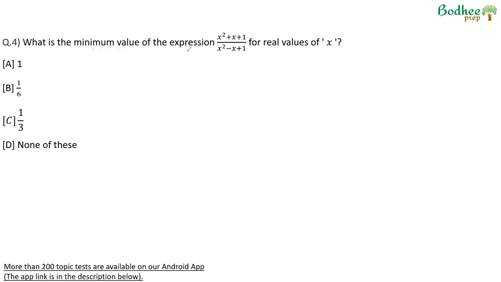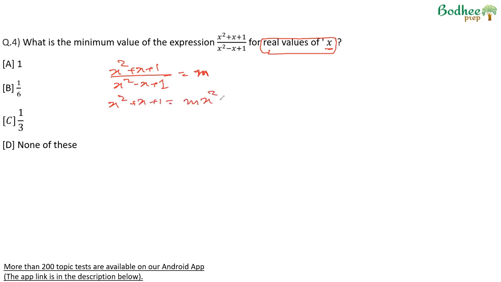What is the minimum value of the expression x square plus x plus 1 upon x square minus x plus 1 for all real values of x? Now, this real values becomes my starting point. What I do is we keep the expression equal to, say, m. Right? And then rearrange it to get a new quadratic equation.